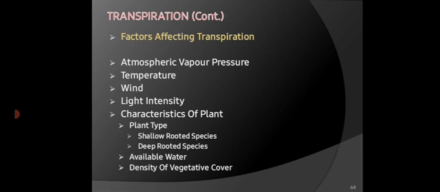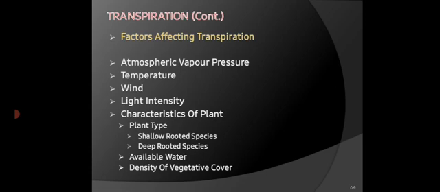Wind velocity increases, transpiration increases. Light intensity also increases the transpiration rate. So these are the atmospheric factors which affect transpiration. The second category of factors are characteristics of the plant, right? Shallow rooted species, deep rooted species.